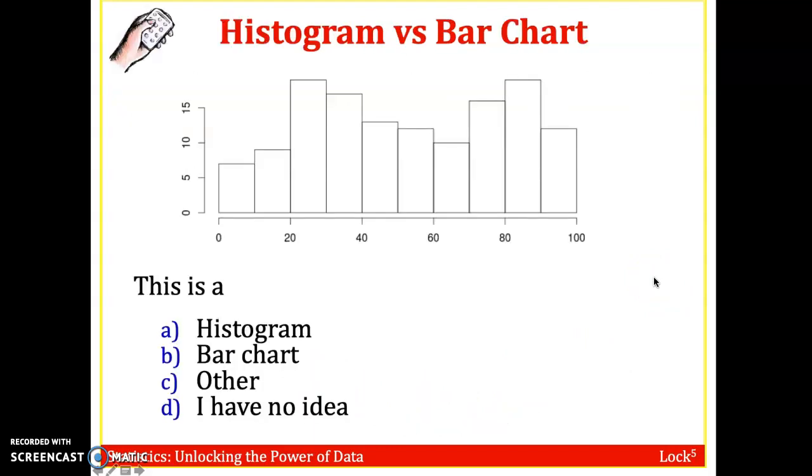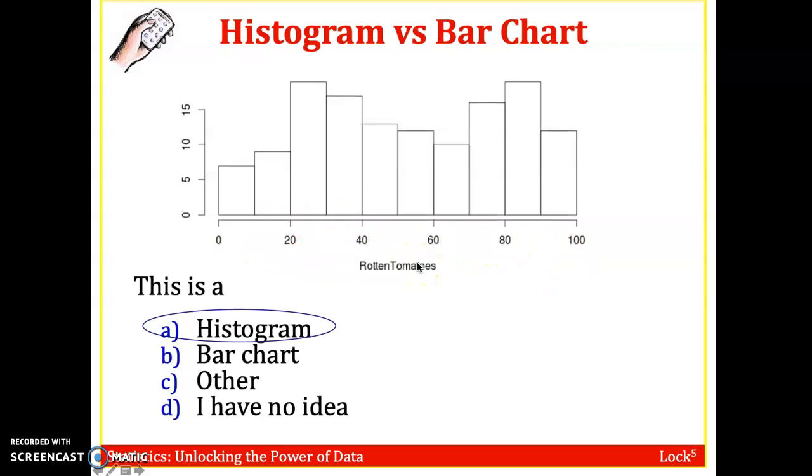Okay, quick question. If you're given this picture without any other information, is this a histogram or a bar chart? Hopefully you guess histogram, because like the previous one, all the bars are touching each other, and the x-axis has numerical values. And this actually is the Rotten Tomato score for the movies in 2011.